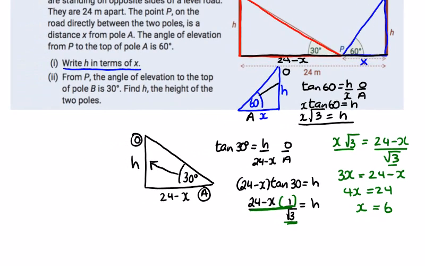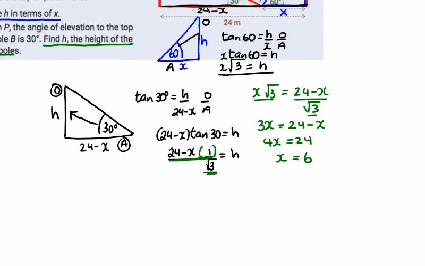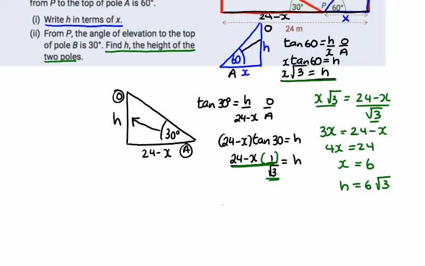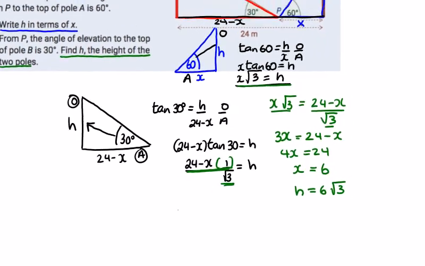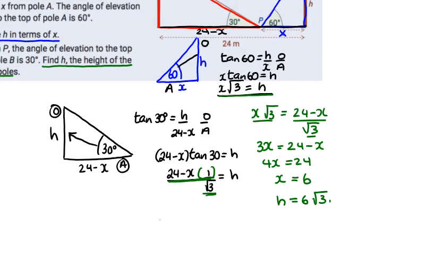And we're asked, you've done all the work, so just read the question carefully. Find the height of the two poles. So h is equal to x by root 3. H is equal to 6 root 3. And it doesn't ask for it corrected to decimals, so we'll leave it as 6 root 3. And that will be in meters.